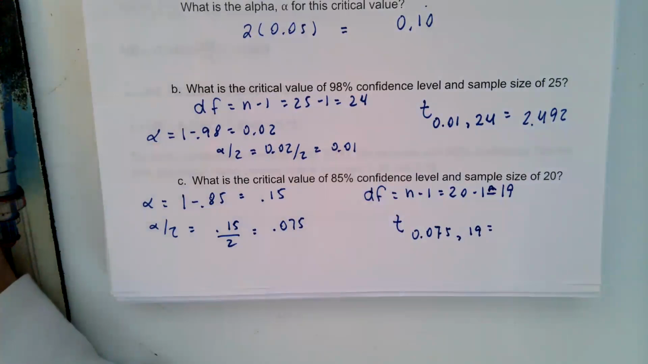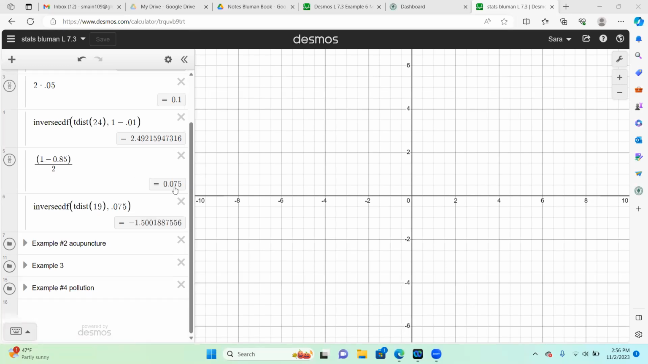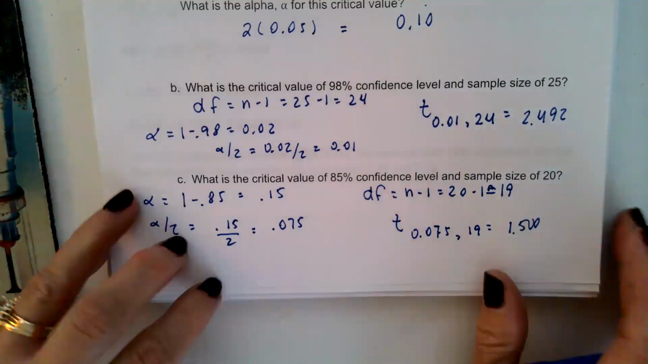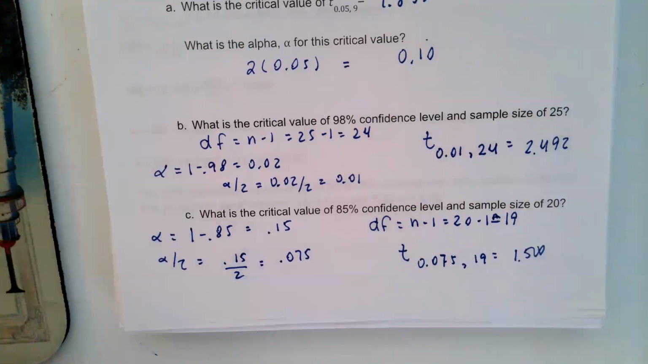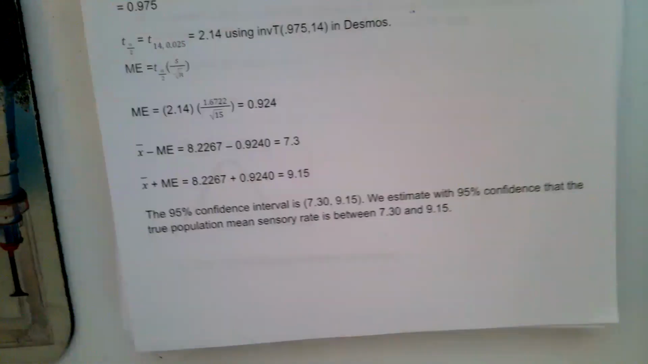Let's check out Desmos. So I did my calculations here for my alpha divided by 2. And then again, that should be 1 minus. And so our critical T value is 1.500. Okay. So now that we have learned how to find some critical T values in Desmos, we can officially go to our first confidence interval.